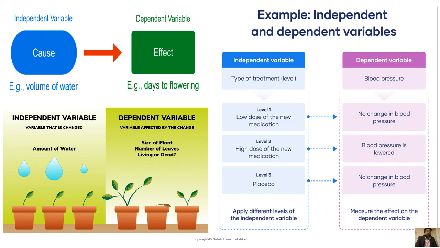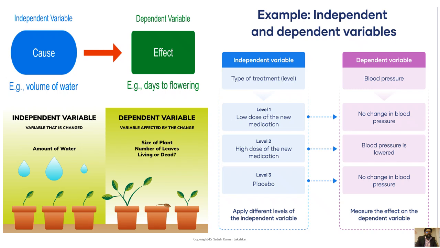Now there is an image on your screen which explains the relationship between independent and dependent variables. As I mentioned earlier also, the independent variable is like a cause, and the dependent variable is the effect of that cause. For example, if we add some water to a plant, and we get the result after a few days, we see a flower coming up in that plant. So in this case, the effect is what? The effect is the result. It is a dependent variable.